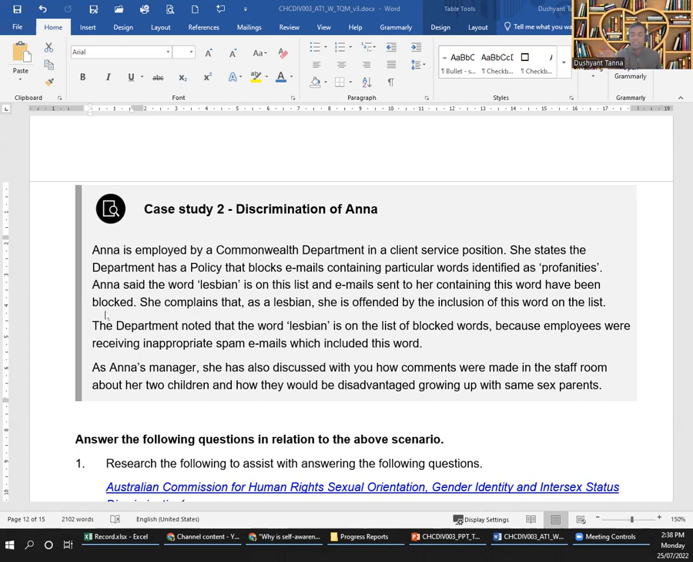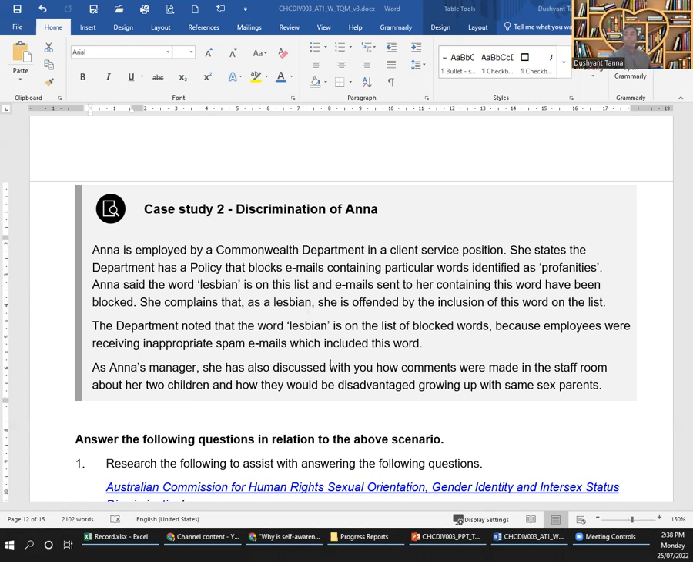Right? APTC has the same policy. DAFE has the same policy. Many government organizations have the same policy. Right? She complained that as a lesbian, she is herself a lesbian, she is offended by the inclusion of this word on the list. The moment you block something, that means it is not respected widely. She is in that category and she feels offended. Oh, this has been blocked. That means you don't respect who I am.